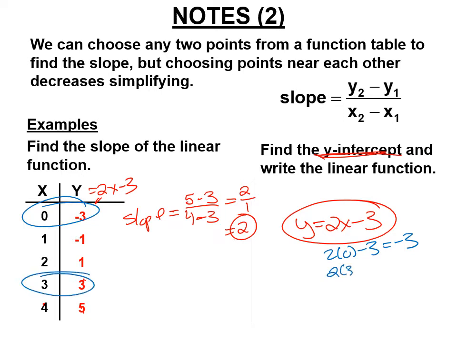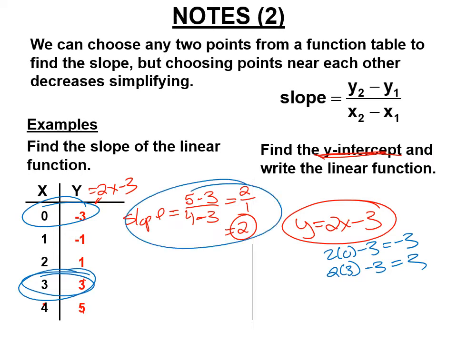When x is 3, our input is 3. 2 times 3 is 6, minus 3. 6 minus 3 is 3. Yeah, made that point. It makes every point on the linear function. So if you can figure out the slope and you can figure out the y-intercept, you can figure out what linear function made a table.